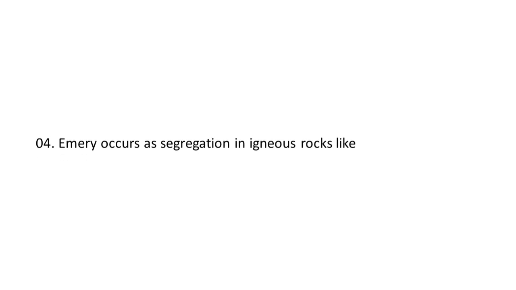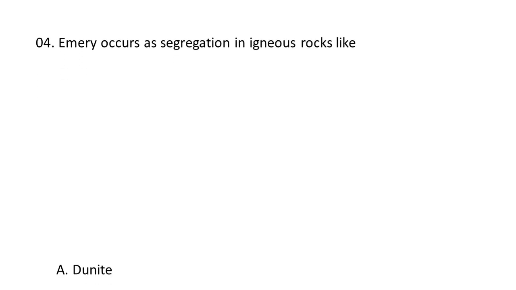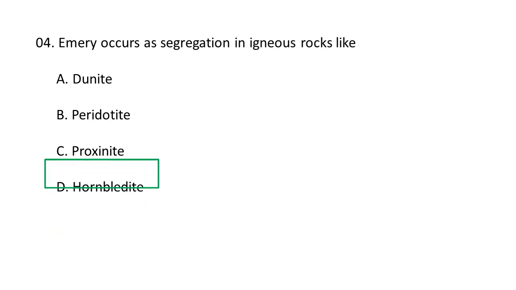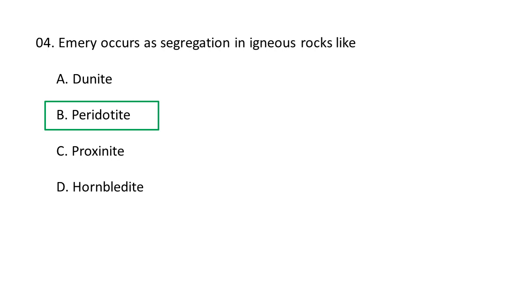Next question. Emery occurs as segregation in igneous rocks like A. Dunite, B. Peridotite, C. Pyroxenite, D. Hornblendite. So emery occurs as segregation in igneous rocks like peridotite. Peridotite is a dense, coarse-grained igneous rock consisting mostly of the silicate minerals olivine and pyroxene. So B is the correct option.